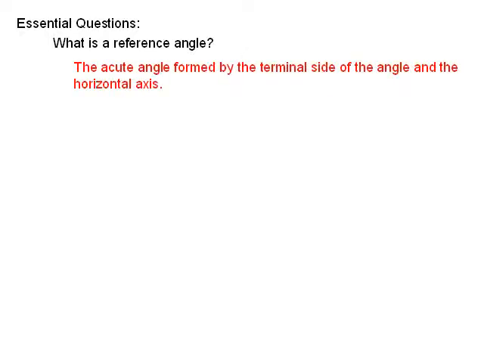Our essential question is, what is a reference angle again? Because as you can see, our reference angles play a very big feature in being able to find these angles. So it's an acute angle formed by the terminal side of the angle and the horizontal axis.